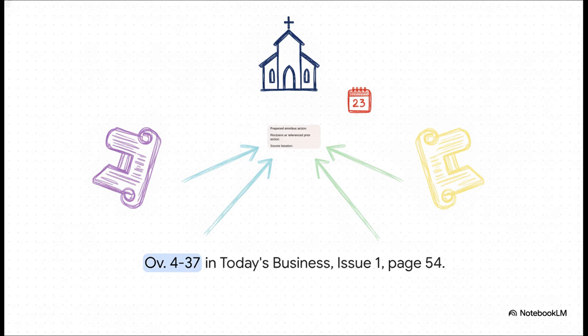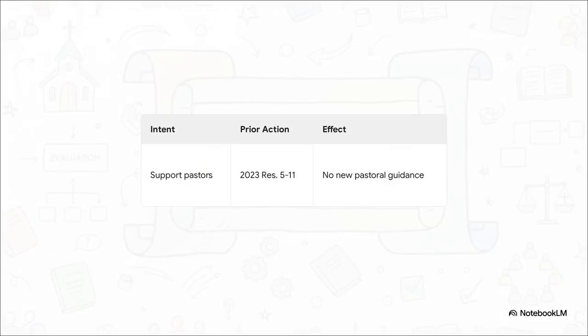The proposed omnibus action treats this as a completely settled issue, pointing right back to 2023 Resolution 511, which addressed cohabitation and pastoral care just a few years ago. Let's analyze that prior action's effect. If left in Omnibus B, the previous doctrinal baseline remains intact, but no new pastoral guidance is issued.